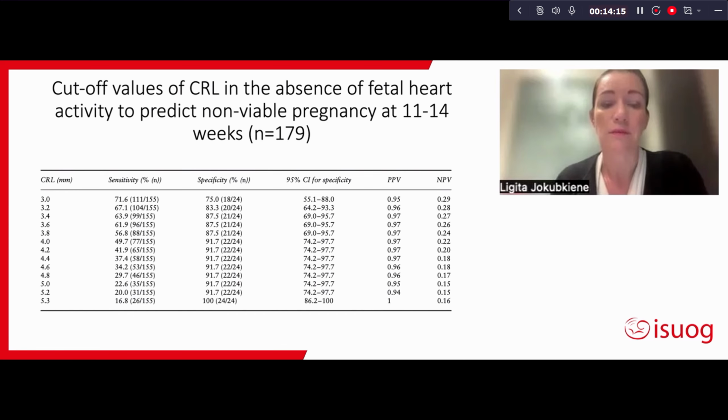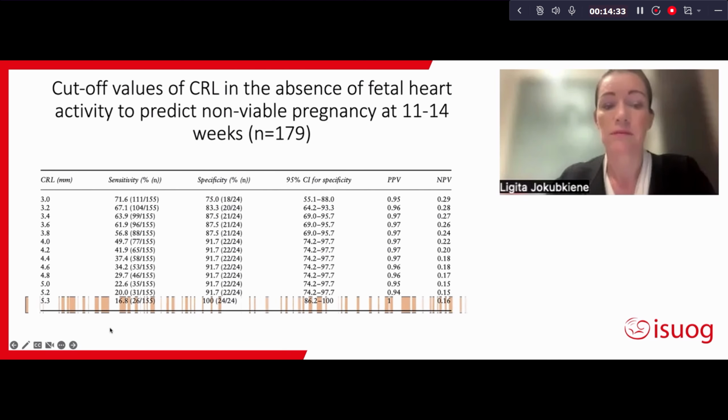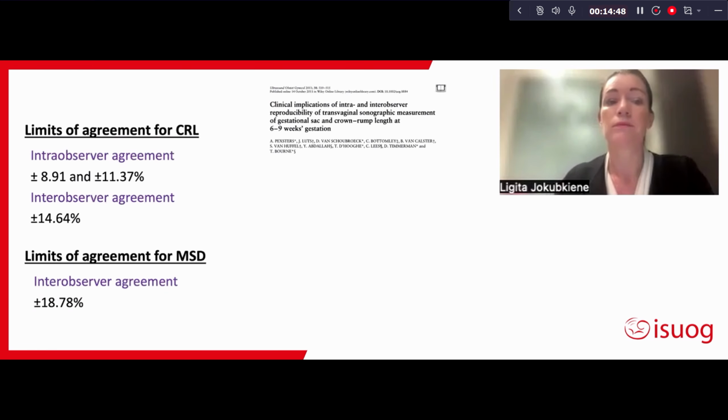What about CRL? If we look at CRL, we can see if we choose a cutoff of 4.2 millimeters, we will have 8.3% of pregnancies that are false positive, 1 out of 10 still being viable. So the 0 false positives were reached at 5.3 millimeters of CRL. It means that this is the cutoff where, in the study, no viable pregnancies were found after that cutoff of the CRL.